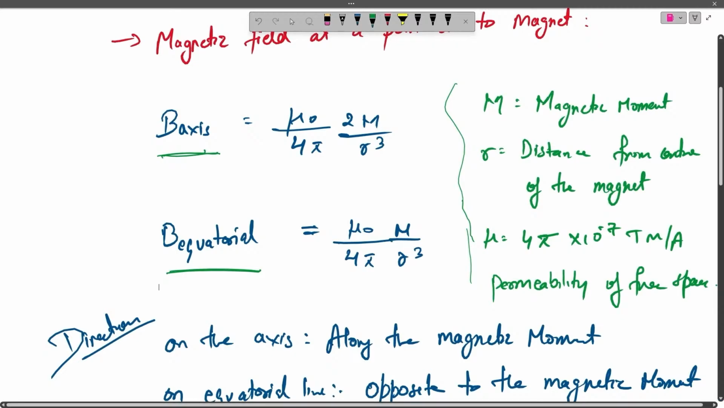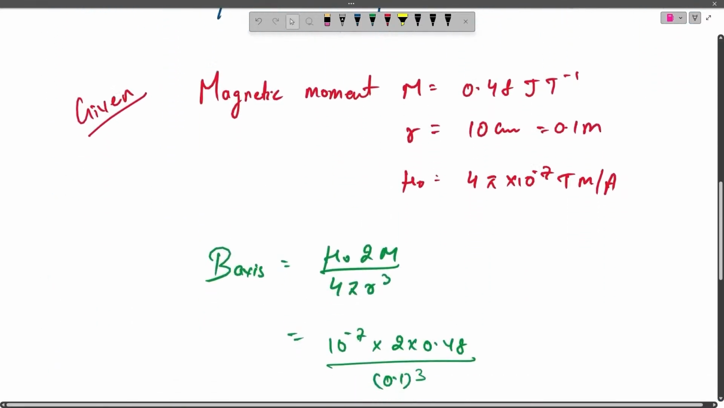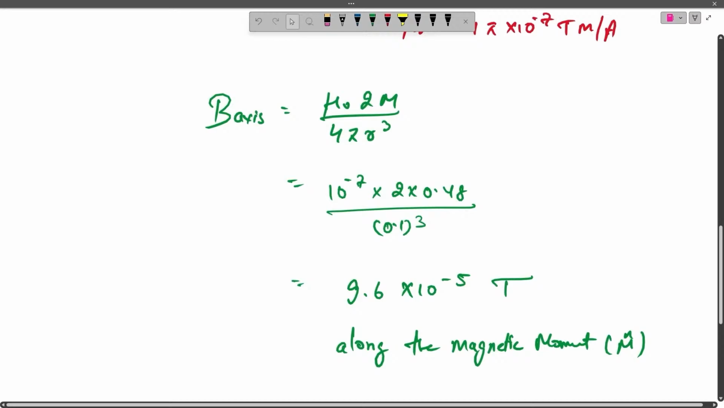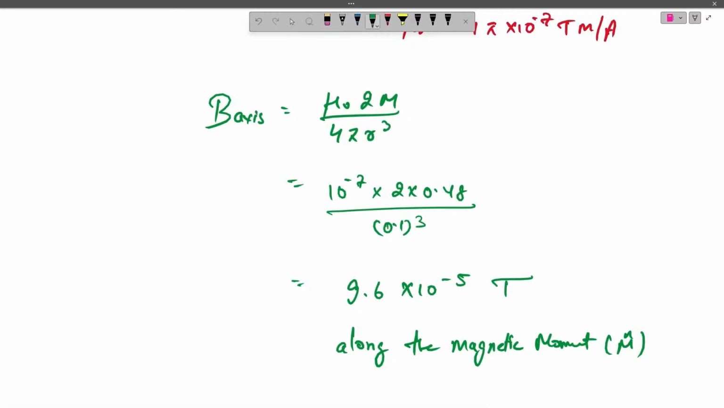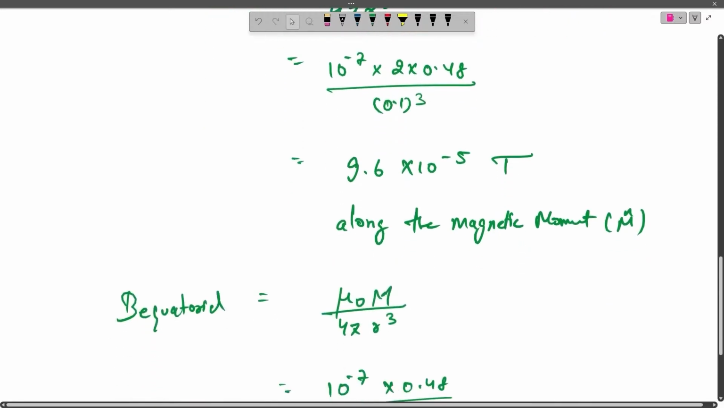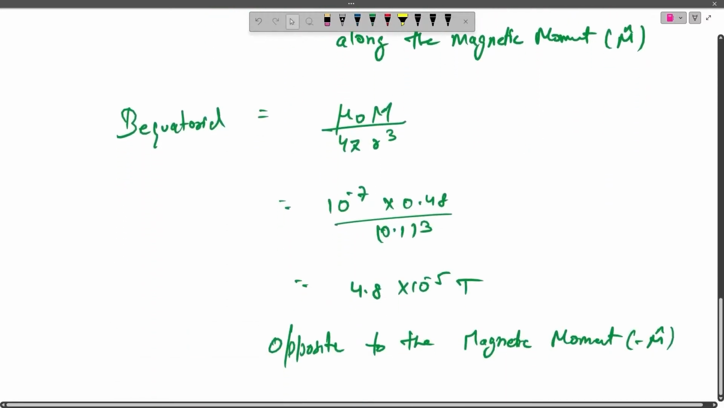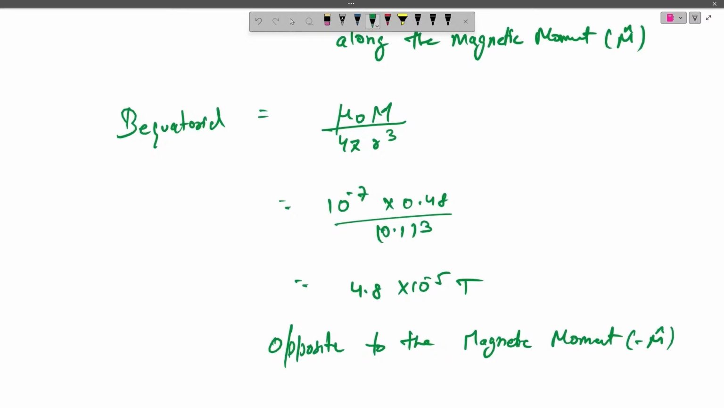So substituting in the formula, we will get the magnetic field on the axis as 9.6 × 10^-5 Tesla, which will be along the magnetic moment, and on the equatorial position it will be 4.8 × 10^-5 Tesla, which will be directed opposite to that of the magnetic moment of the magnet.